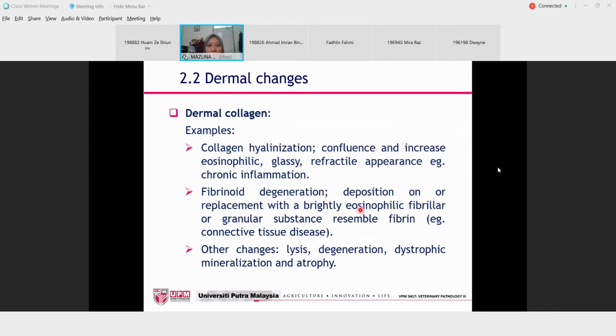Okay, we are done with the epidermis layer. Now we move on to the dermal changes. So the first one is the dermal collagen. You know, in the dermis we have a lot of collagen.